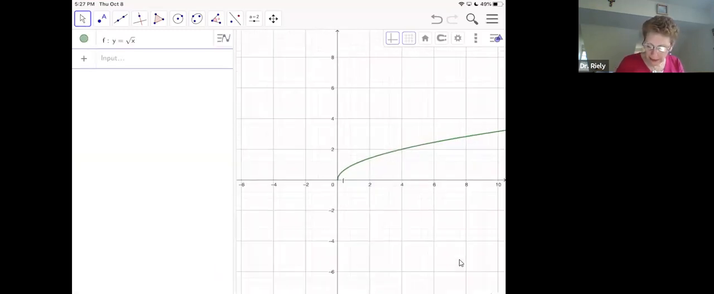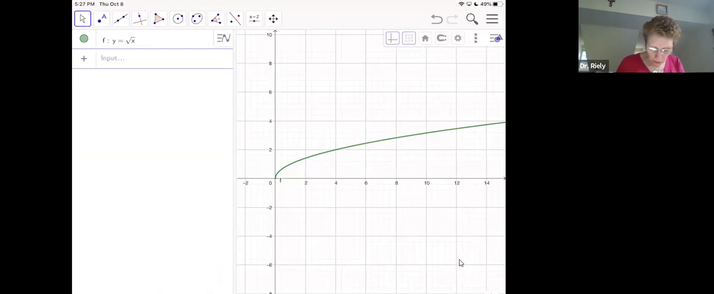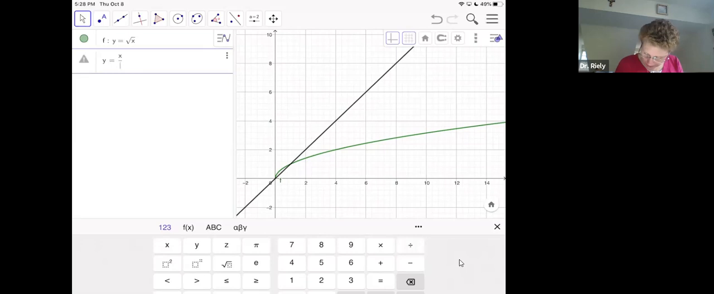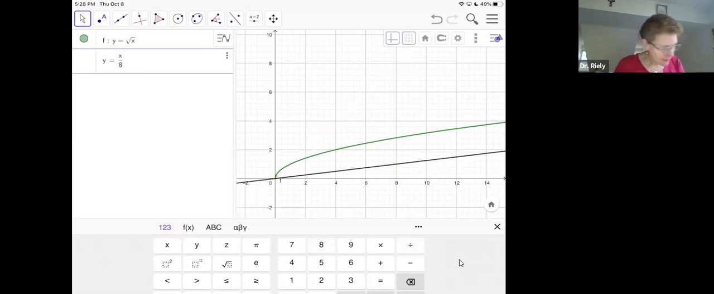So let me just slide this over because it looks like that's where we're going to have it. Okay, I need another thing. The line y equals x over 8. So down here it's going to be y equals x divided by 8. Okay, so that's there. We've got two things. And the tangent line to y equals radical x that is parallel to y equals x over 8. Okay, so we have to figure out that tangent line.